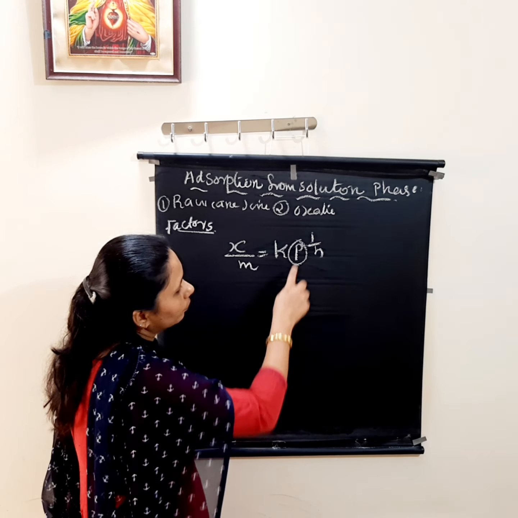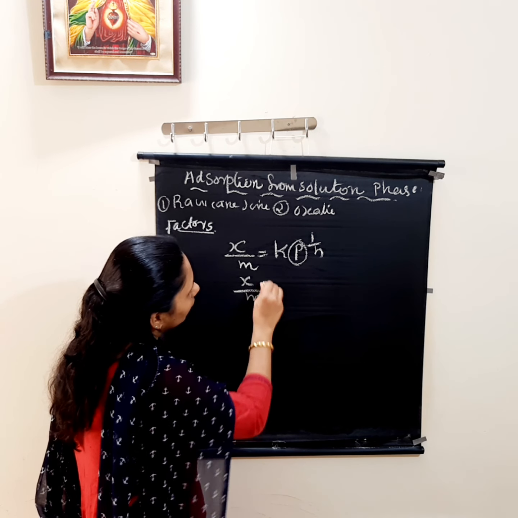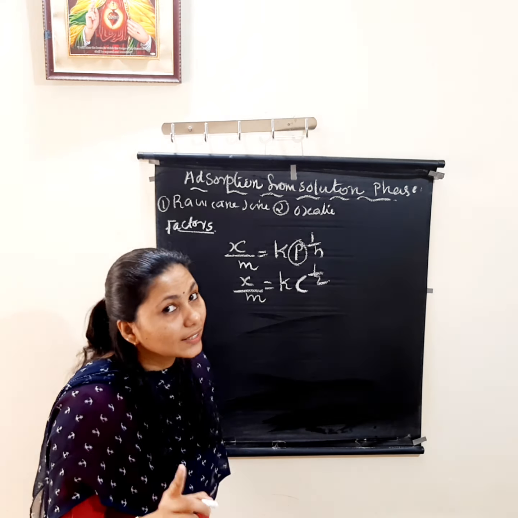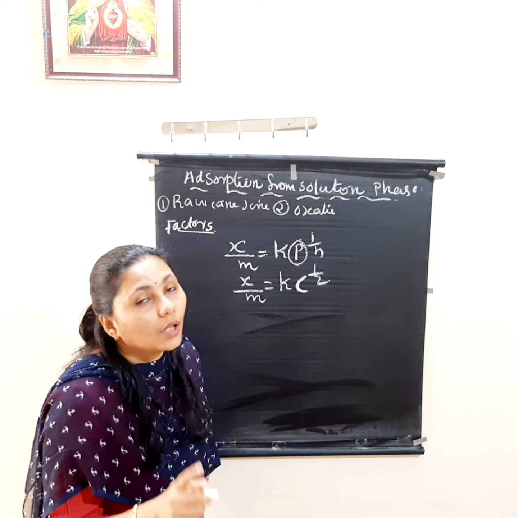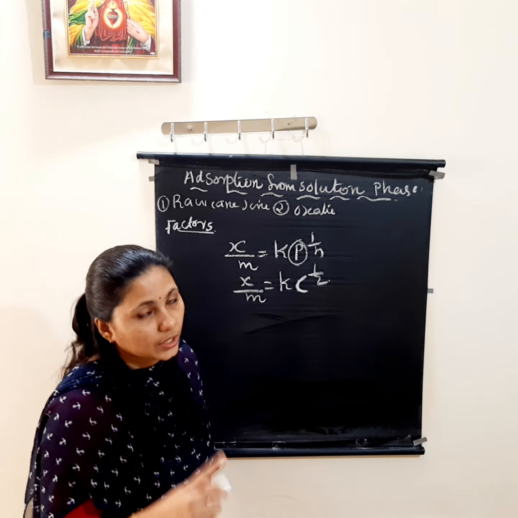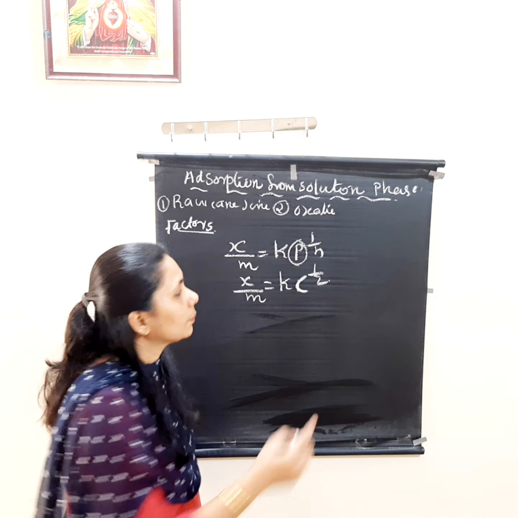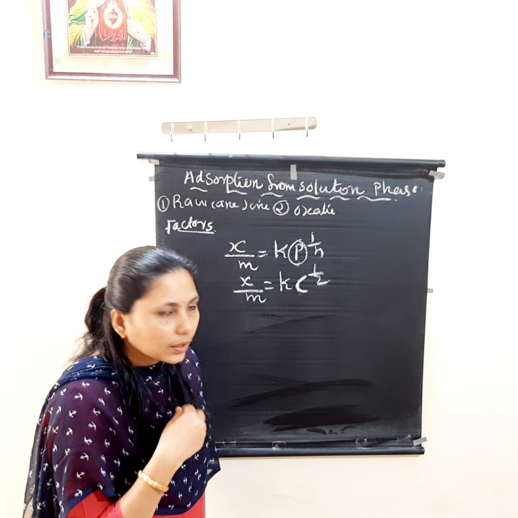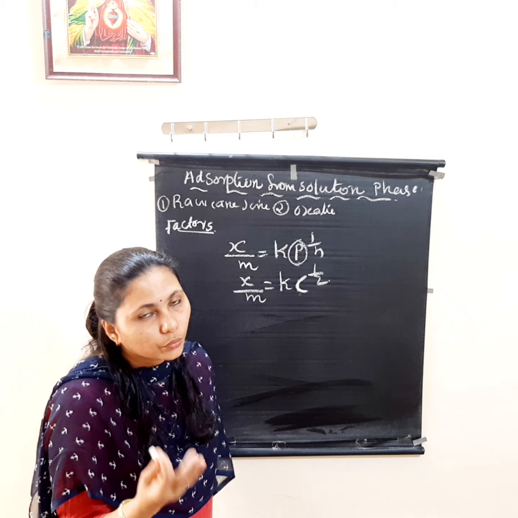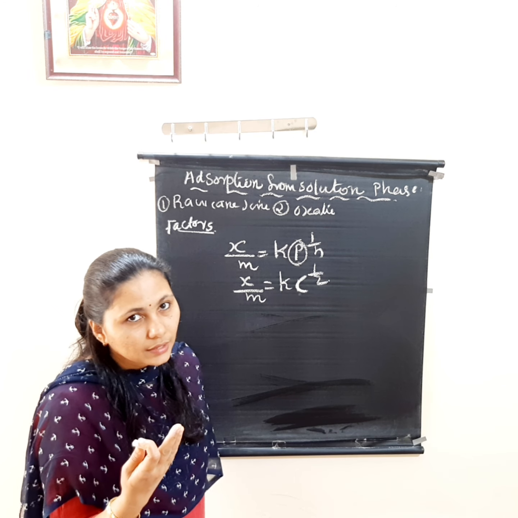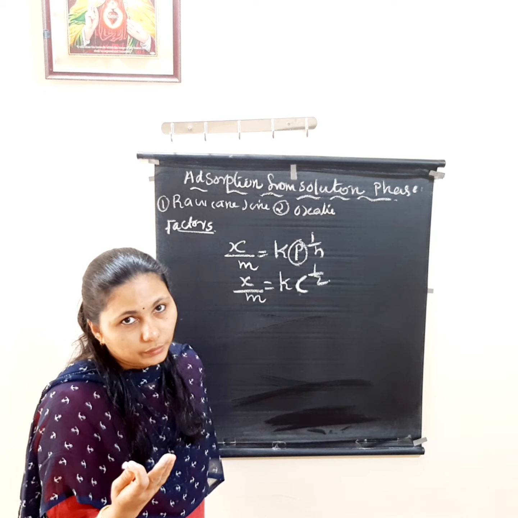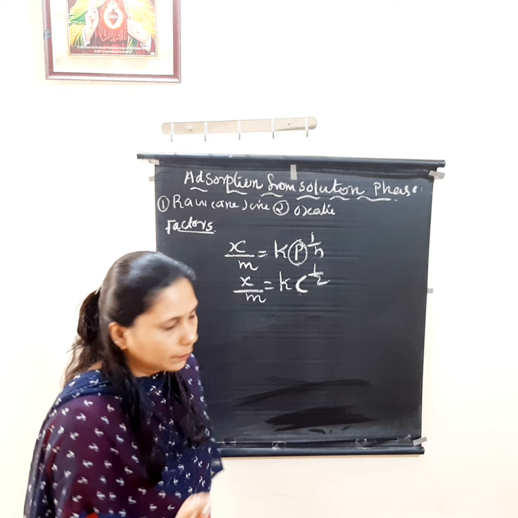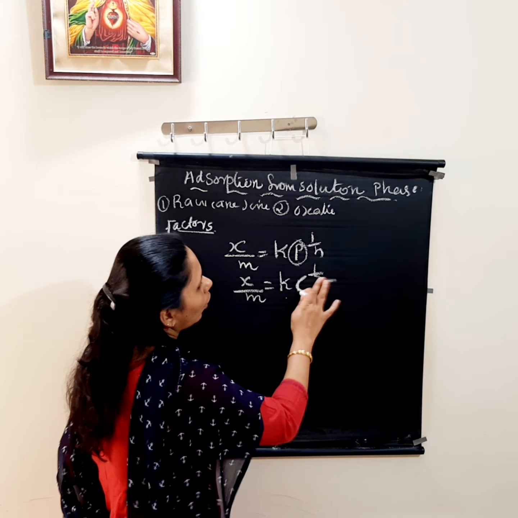So in place of P, we write x/m = kc^(1/n). What is that c? c is the concentration of the solution. We know different methods are there to express concentration, such as molality, etc. So in place of P, we change to concentration because we are using a solution. Other things are the same. Here x is the mass of the solute, m is the mass of the adsorbent, everything is the same. Then k and 1/n are constants, right?